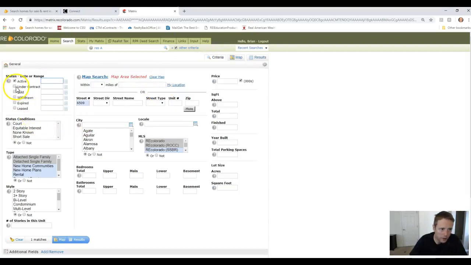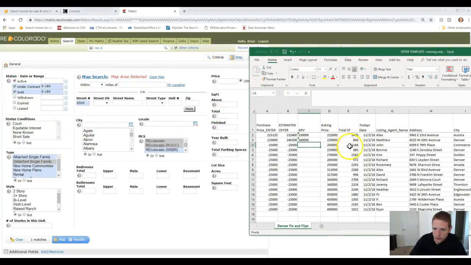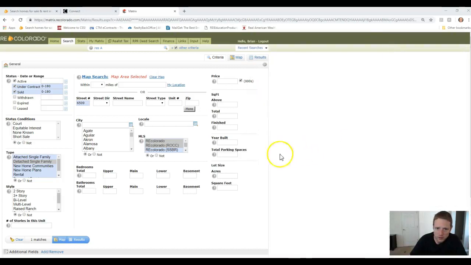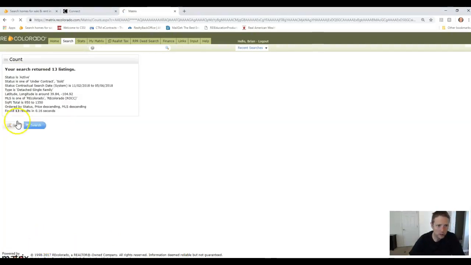And then we're going to go to criteria. Under contract, sold, detached, total square footage. So you're starting to see the system here, right? This is 1,100 square foot, so we're going to do, let's say 900 to 1,300, or no, let's do 950 to 1,350, right? All right, and then it still shows 1. Get rid of the address. Shows 13. Let's take a look, see what's going on.